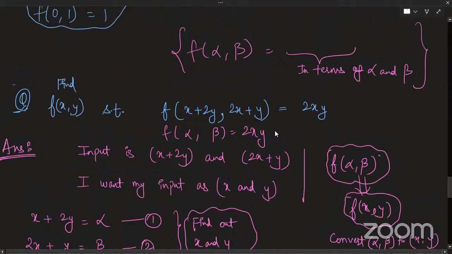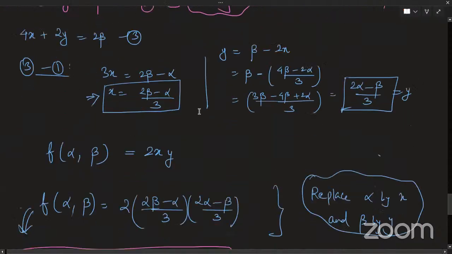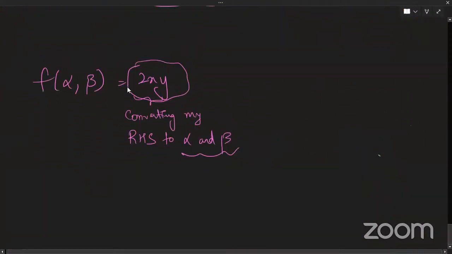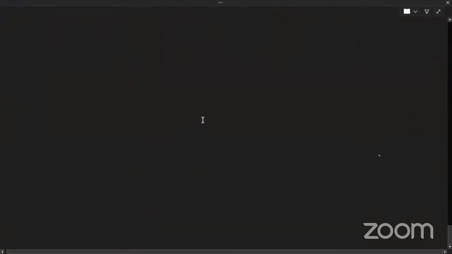There was no way I could have solved it because inputs are alpha and beta, and on the right side there is x and y. How to solve? So what I did is I converted my x and y in terms of alpha and beta using this, and after I replaced x and y, it is easy. I have got my f of alpha comma beta. I wanted to find f of x comma y, so I just replaced alpha with x, beta with y. Very easy. Right.